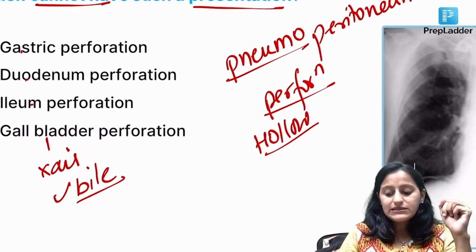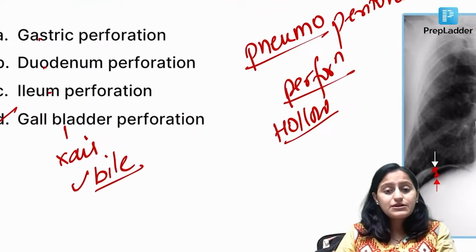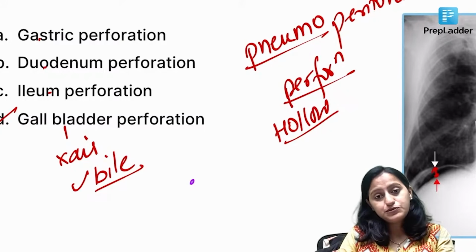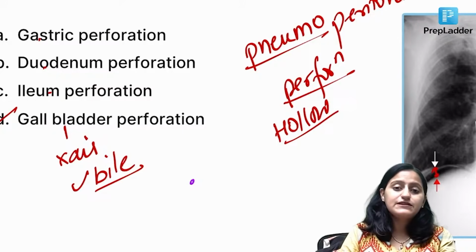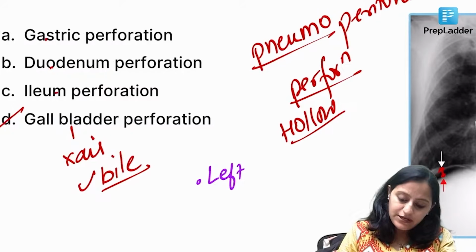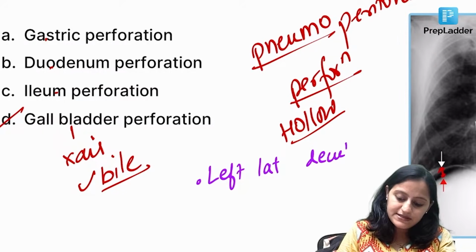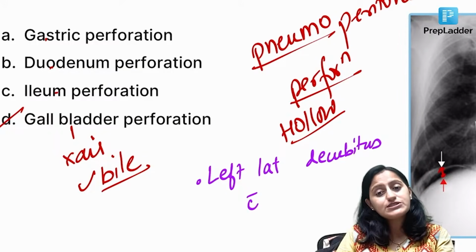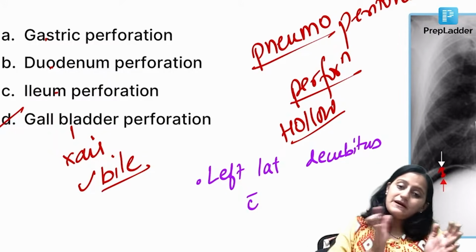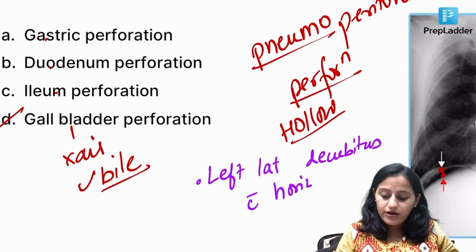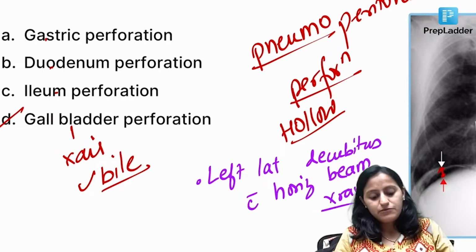Can you tell me what lateral decubitus X-ray do we take in pneumoperitoneum? If you have a patient of perforation, pneumoperitoneum, what lateral decubitus X-ray will you take? Left lateral decubitus or a right lateral decubitus? It's always going to be left lateral decubitus X-ray with what beam of X-ray? Horizontal beam or vertical beam? In lateral decubitus, it's always the horizontal beam of X-ray.